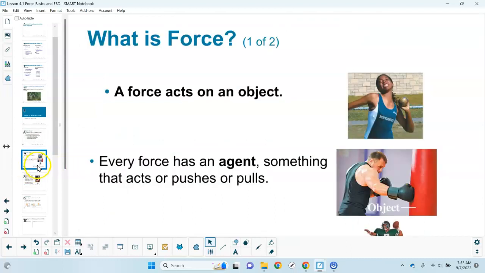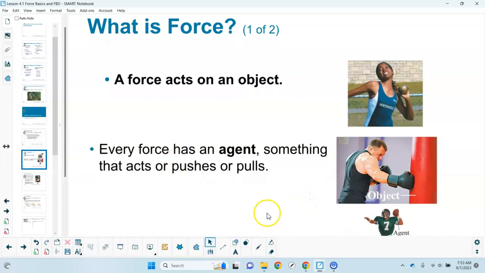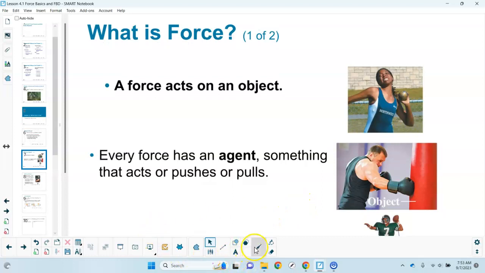So again, forces are just a push or a pull, and there are two important ideas that go along with forces. There is a force that acts on an object, and then there is a force that is provided by an agent, and it can be in the same situation. So we're going to look at these examples up here with our different people. For the first one, we want to decide what is the object that the force is acting on, and then what is the agent, or the thing that is applying the force. This isn't too hard, it's mostly just common sense.